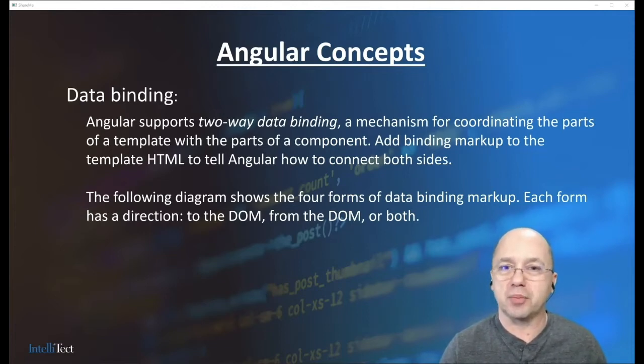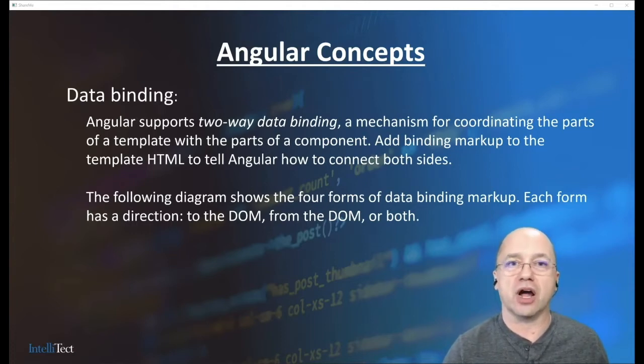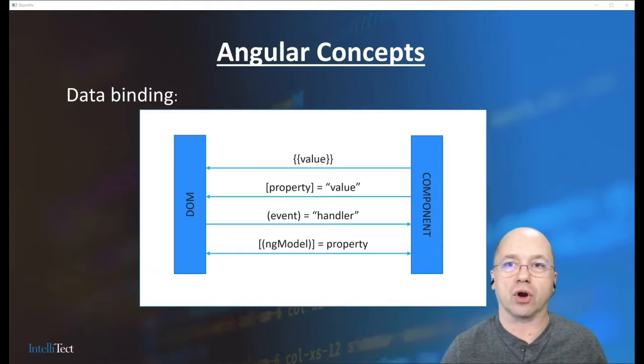Now, a lot of people call this two-way data binding, but I really call it double one-way, because when you see the syntax of binding in Angular, you'll understand that there's one direction going into the class and the component, and then there's another direction coming out of the component into the template. So the next diagram here kind of shows you how that works.